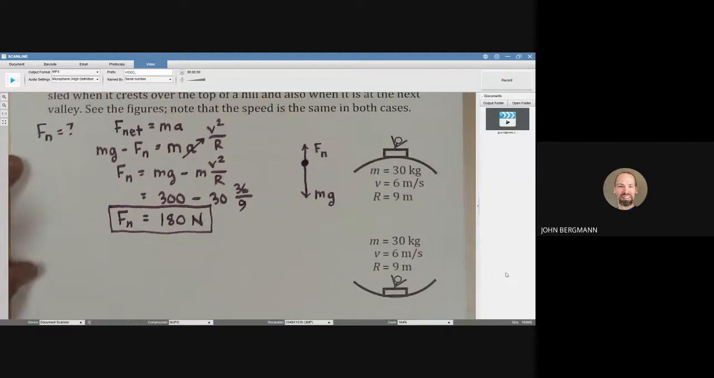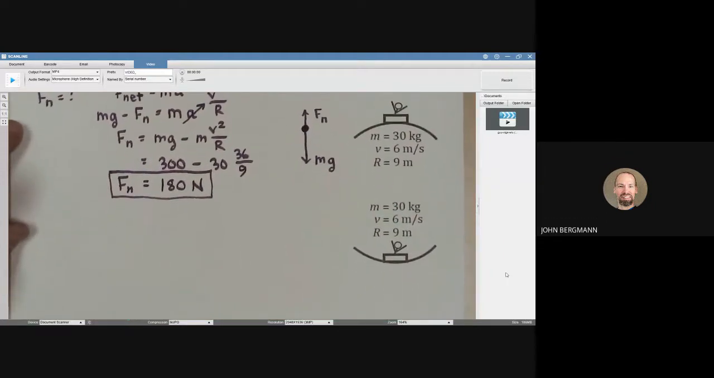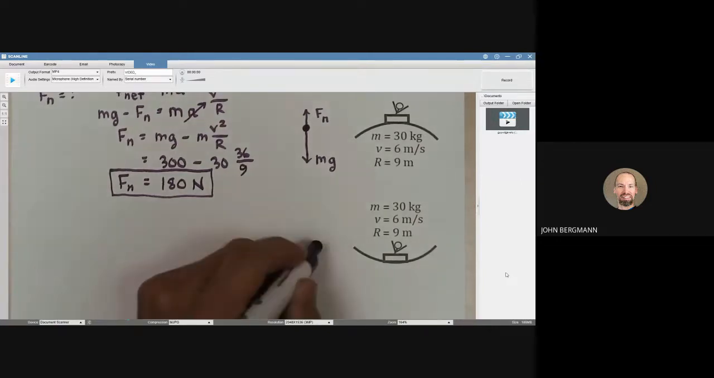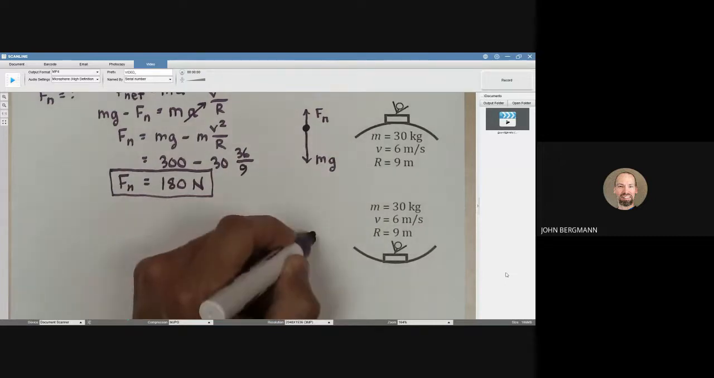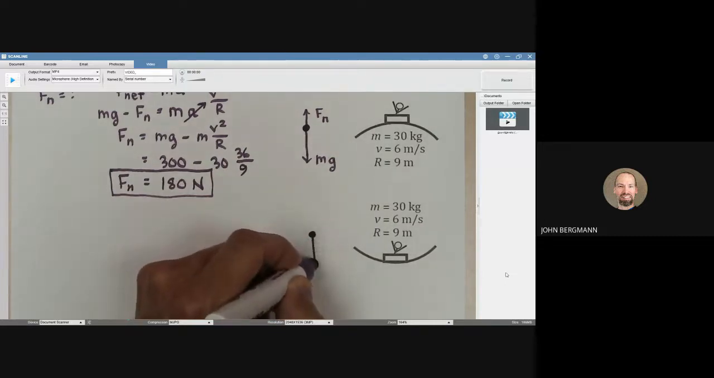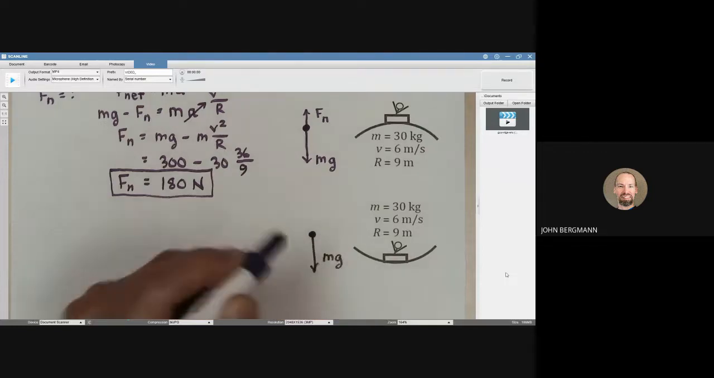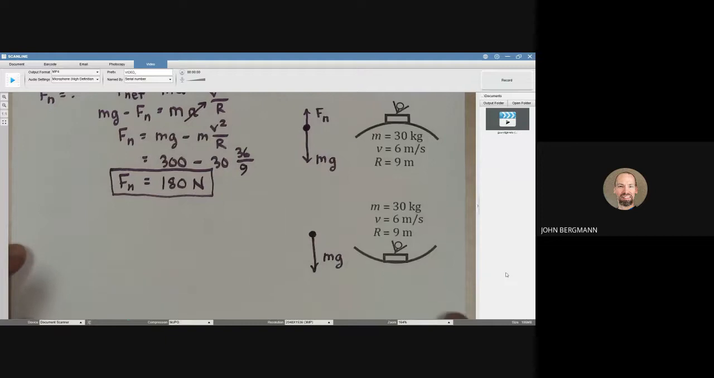What about when we're at the bottom of the next valley? The speed is the same. The radius of curvature happened to be the same. Now we have to draw a new free body diagram because the old one doesn't apply. We've got mg. I'm going to try and draw mg the same length as I did before. mg. All right, now look at the picture here.